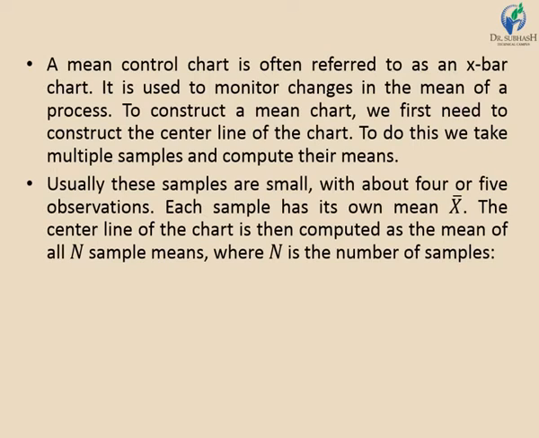So first of all, for drawing this chart you need to draw a center line, and then on the left and right hand side there are certain limits which have been set. If the items fall within those control limits, then your part is acceptable. Usually these samples are small, with about 4 or 5 observations. Each sample has its mean.